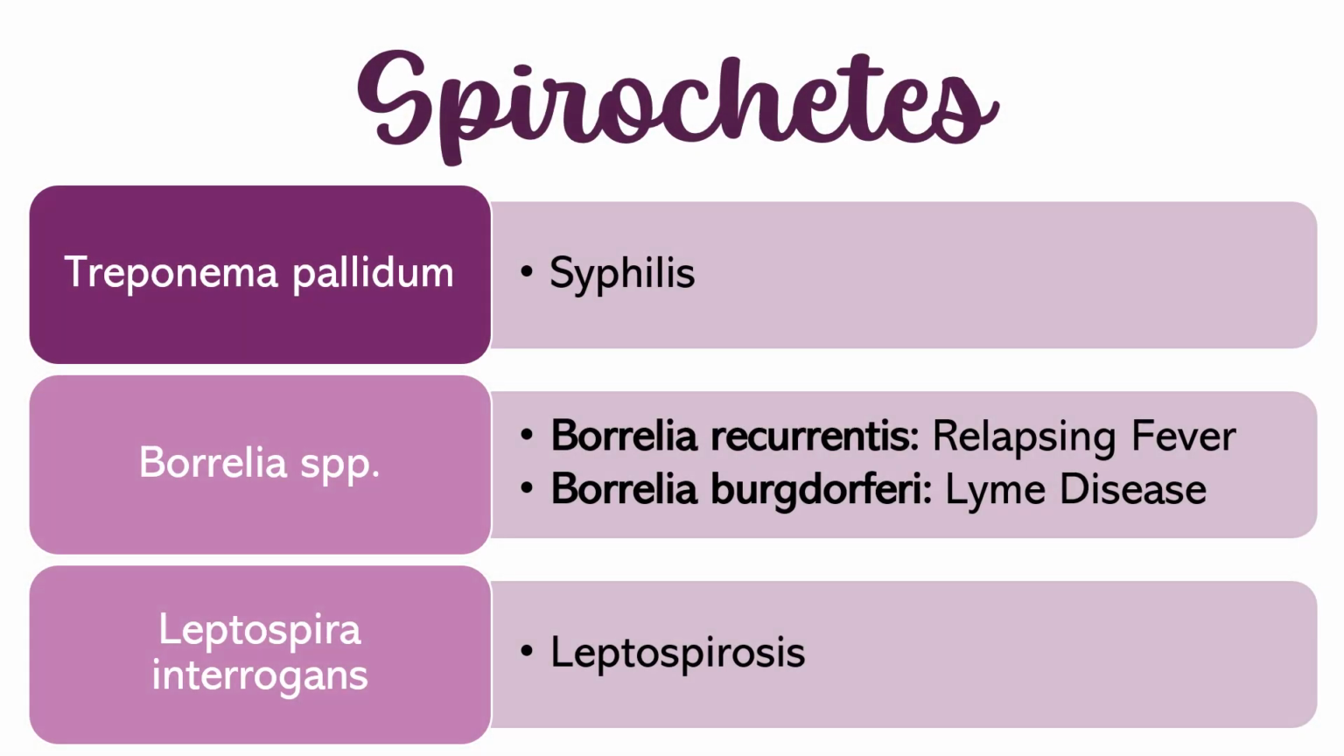There are many pathogenic members of spirochetes like the Treponema pallidum, which we will discuss in this video. It causes syphilis. And we also have Borrelia species like the Borrelia recurrentis, which causes relapsing fever, and Borrelia burgdorferi, which causes Lyme disease. We also have Leptospira interrogans, which causes leptospirosis.